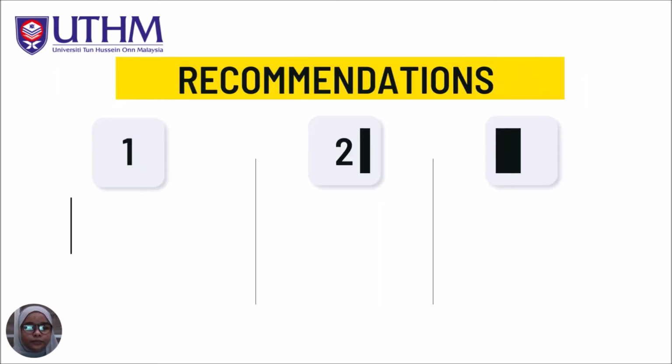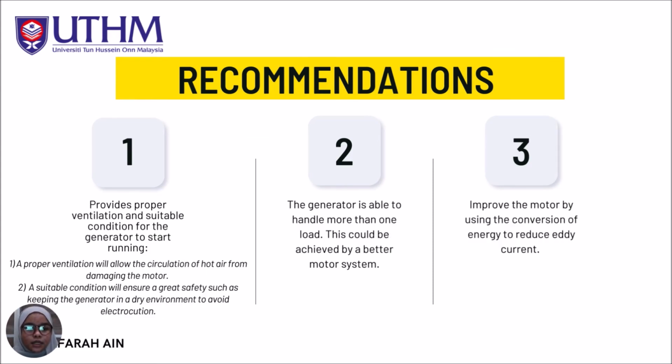Now, for recommendations, our group suggests three recommendations. The first one is to provide proper ventilation and suitable conditions for the generator to start running. Proper ventilation will allow the circulation of hot air from damaging the motor. The suitable condition will also ensure great safety, such as keeping the generator in a dry environment to avoid electrocution. Second is that the generator is able to handle more than one load. This could be achieved by a better motor system. Lastly, our group recommends improving the motor by using the conversion of energy to reduce eddy current.